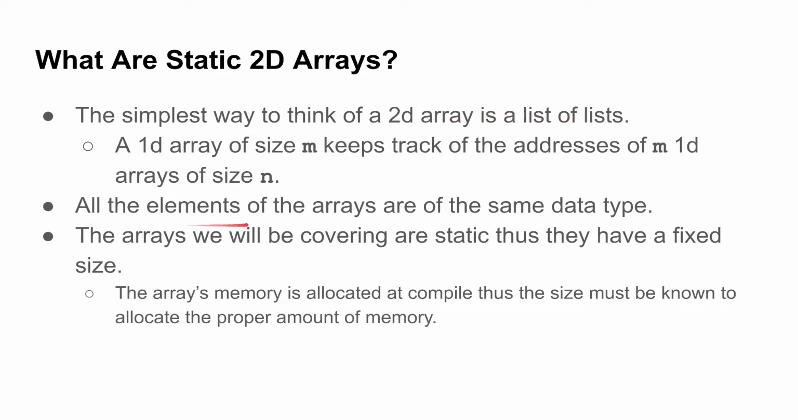The elements of all of these arrays are going to be of the same data type, and the arrays that we are going to be covering are static, just like with one-dimensional arrays at this point. The arrays are static, meaning they have a fixed size. So the array's memory is going to be allocated at compile time. The compiler needs to know the size of the memory that it needs to allocate for the array. So you need to make the array one size and keep it that size for the entirety of your program.